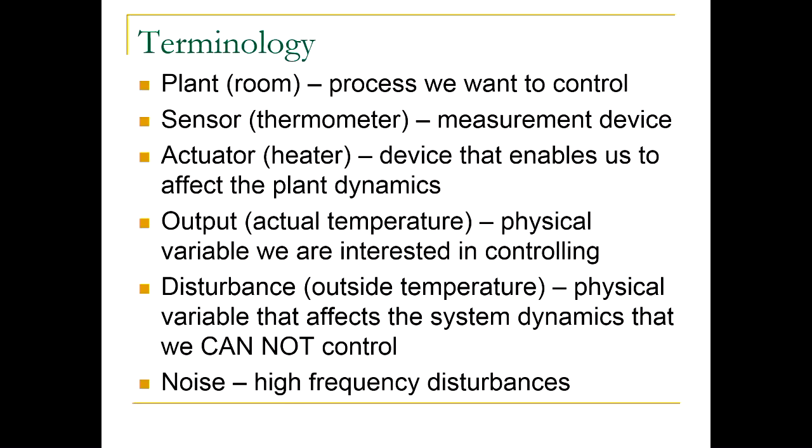Right? In a car, what would be an actuator? The engine, yeah. Steering wheel, right? Brakes, they're all actuators. You can affect them, right? So there are all these actuators in a car. Now, output variable is a variable that we want to control. In this case, the true temperature in the room is the output.